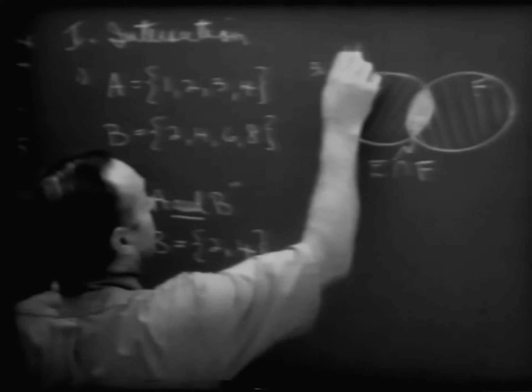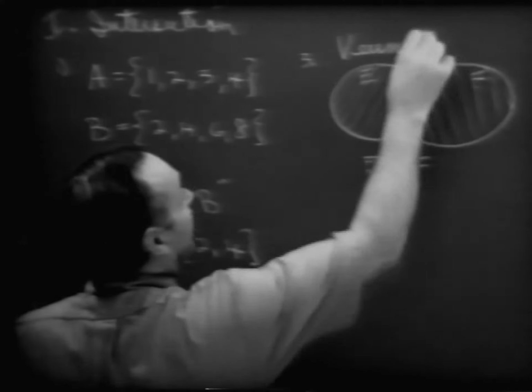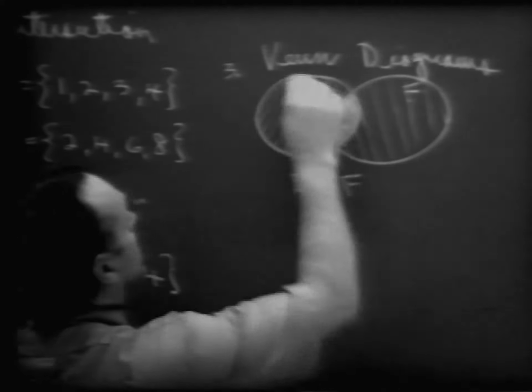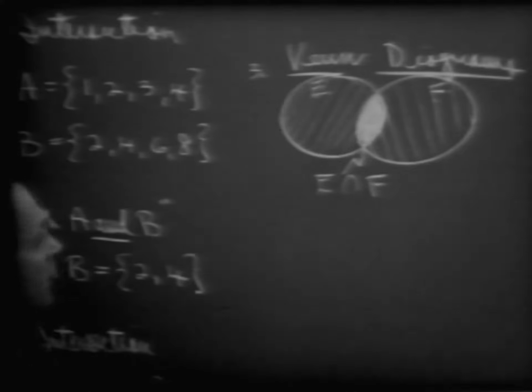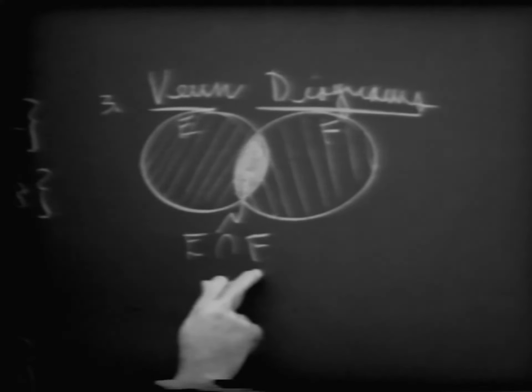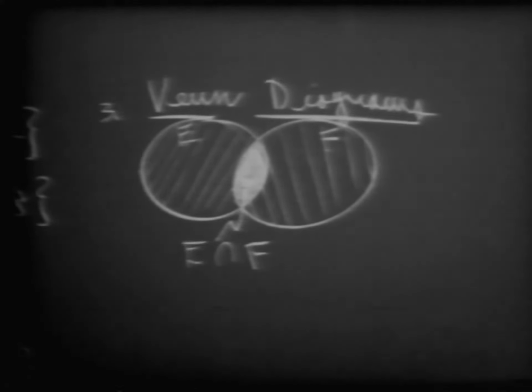Okay? E and F. These pictures are given a special name, named after an English mathematician by the name of Venn, V-E-N-N, and we call them Venn diagrams. And here's an indication of those elements which are in both E and F, which we can indicate in this fashion.